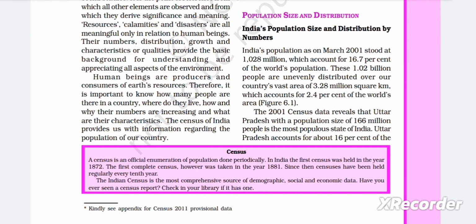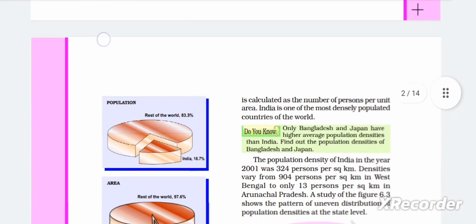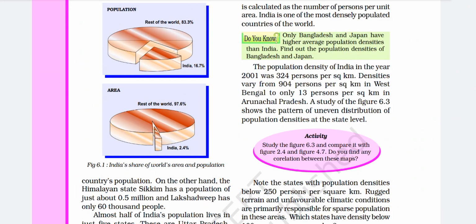It means that the population is not the same in every state. The hilly areas and the coastal plains do not have the same population, because people prefer to live in areas which are plain or where agriculture or water facilities are available. The 2001 census data reveals that Uttar Pradesh, with a population size of 166 million people, is the most populous state of India. Uttar Pradesh accounts for about 16% of the country's population.